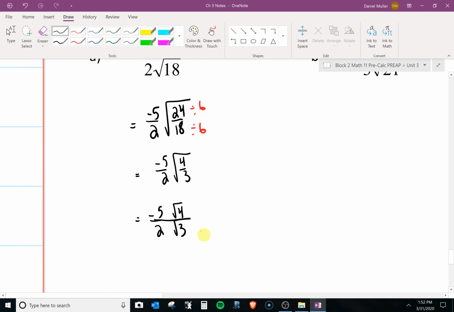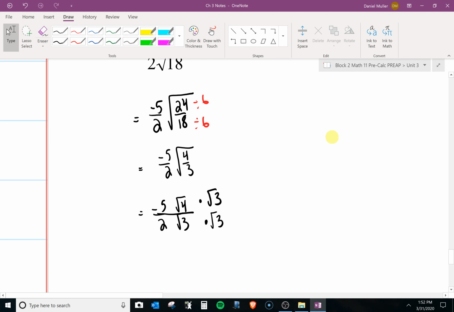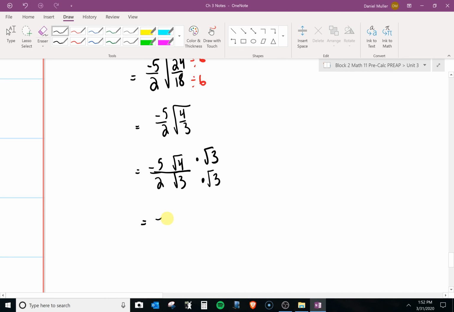So now when I rationalize, I'll multiply it by the square root of 3. Multiply it by the square root of 3. And that is a lot easier to do than the square root of 18. So on the top, I've got a -5. And I got a 4 times a 3. The -5 is the outside number. There's none on this one. But there is an inside number of a 4 and a 3, and that's a 12. And on the bottom, the outside number is a 2, and the inside number is a 9.